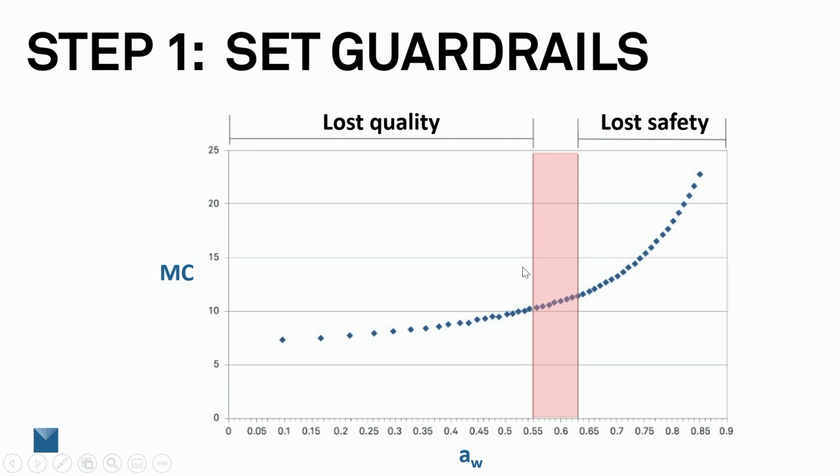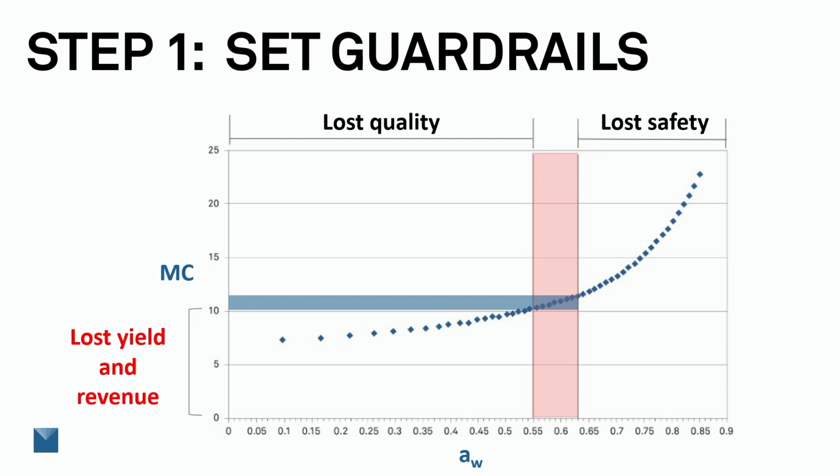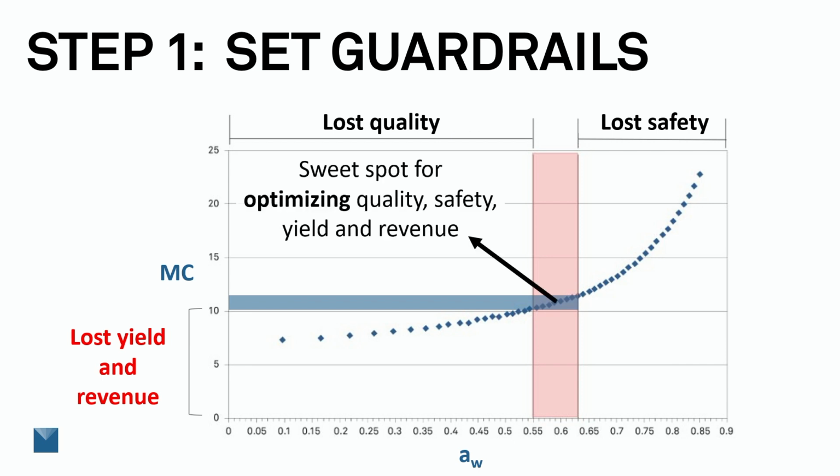Now, once we have identified your ideal water activity and we have the isotherm curve, then we can relate this back to your primary moisture content method. Anything below this ideal moisture content represents lost yield and revenue for your company. So we can use this isotherm to identify the sweet spot for optimizing quality, safety, yield, and revenue.